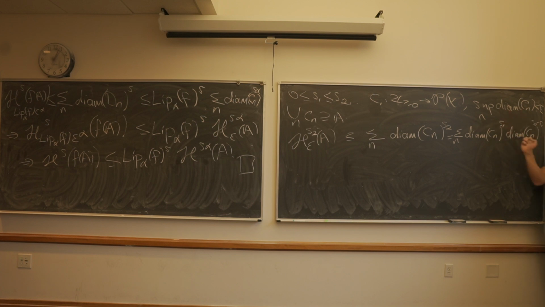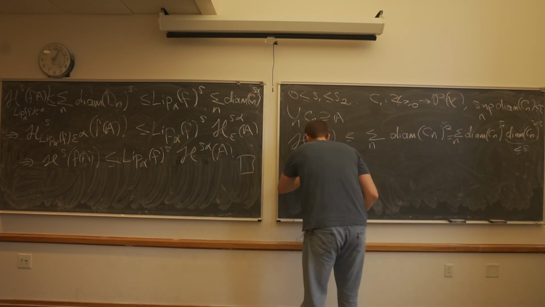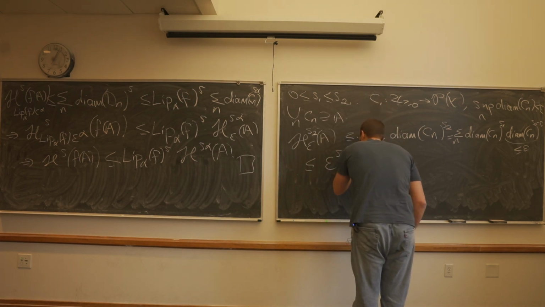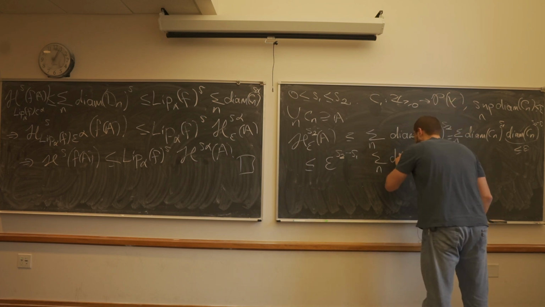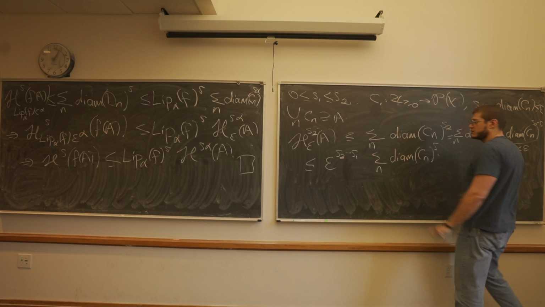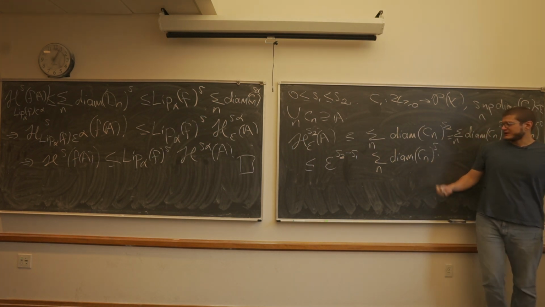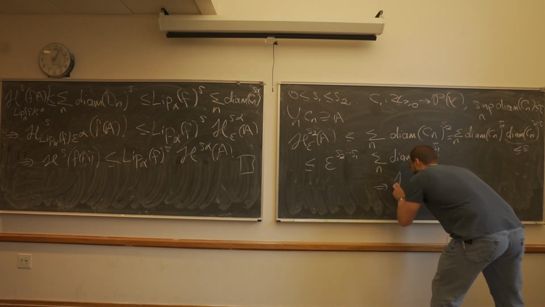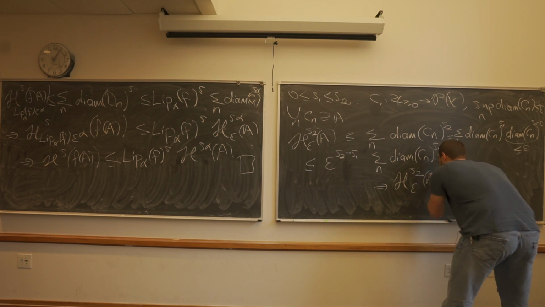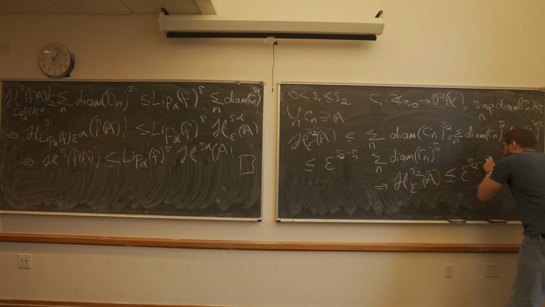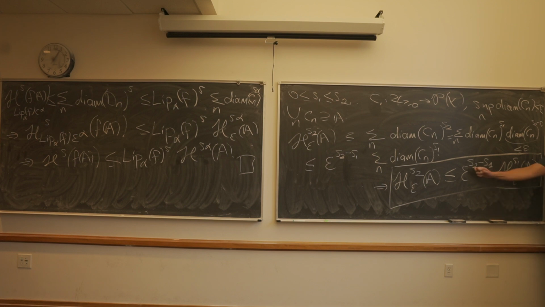But I chose these terms so that this diam is bounded by epsilon, which means that I have an upper bound for this: epsilon to the S2 minus S1, times the sum of diam. Which means that if I were to optimize over the sequence, I would get this. So this is S1. You see, the power of this epsilon factor is a positive number. Okay. So I have this.